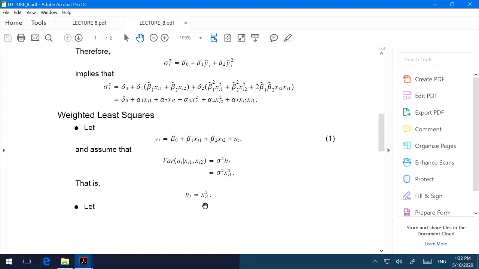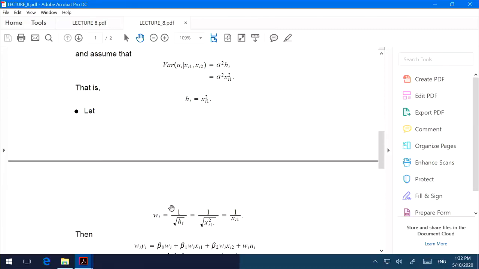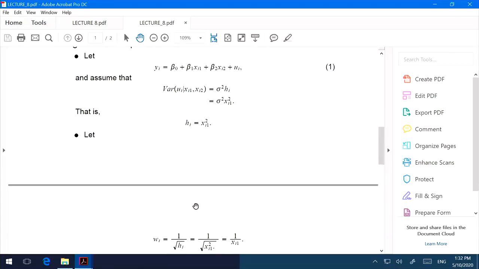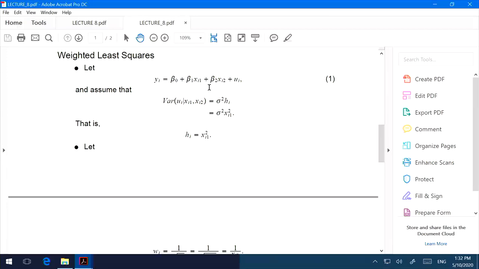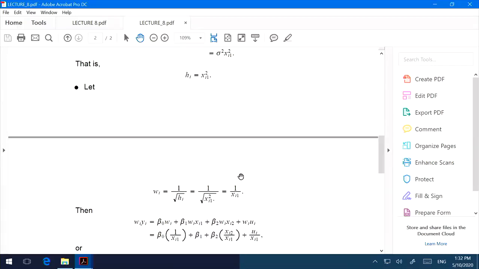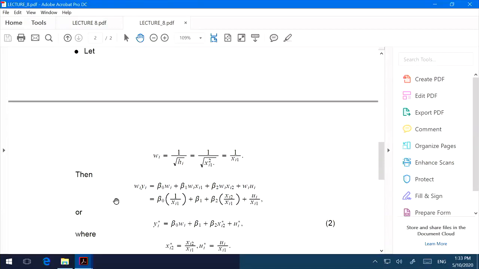So the first thing I do now is I create my w variable. wi is just 1 over the square root of hi, so it's 1 over the square root of xi1 squared, which is 1 over xi1. So my weight variable wi is just 1 divided by xi1. So step 1, I've chosen my h variable. Step 2, I now transform the original equation by multiplying on both sides of equation 1 by the variable wi. Remember, wi is just 1 on xi1. So multiplying on both sides of equation 1 by wi gets me to here. Now I'm just subbing in the definition of wi, it's 1 on xi1. And notice here that they kill each other.